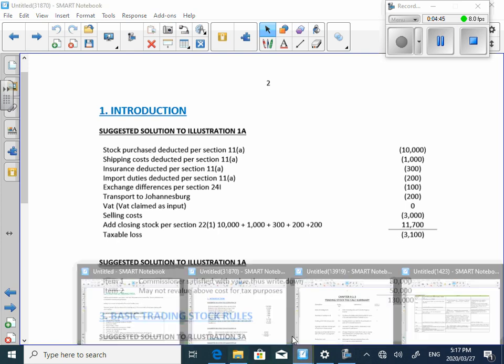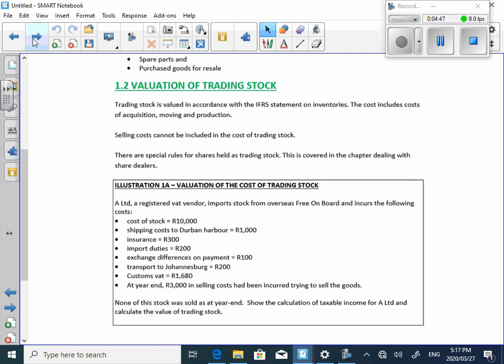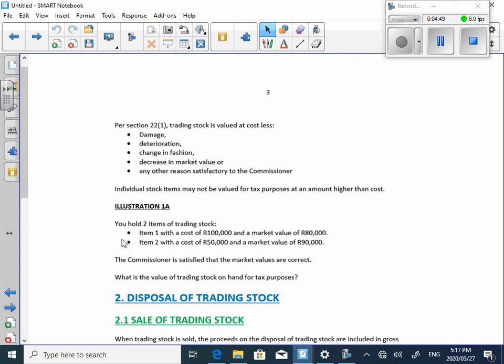Okay, just moving on to the next illustration. Per section 22(1), trading stock is valued at cost less damage, deterioration, change in fashion, decrease in market value, and any other reason satisfactory to the commissioner. Inside the Act as well, it says that individual stock items may not be valued for tax purposes at an amount higher than cost. That's included in section 22(1) of the Act.